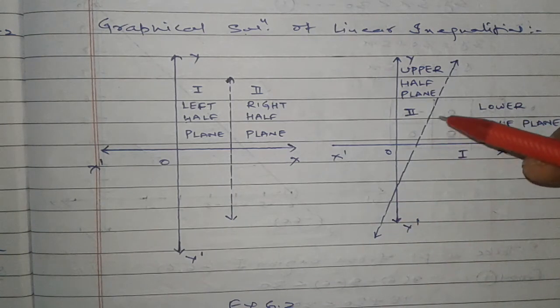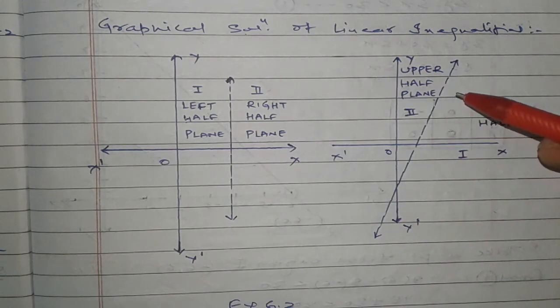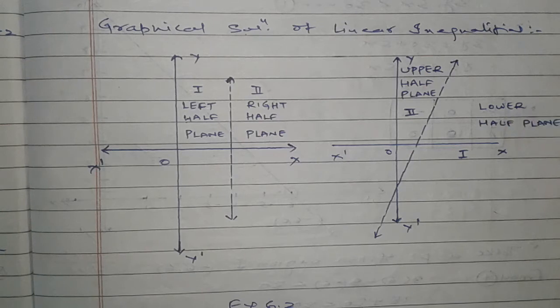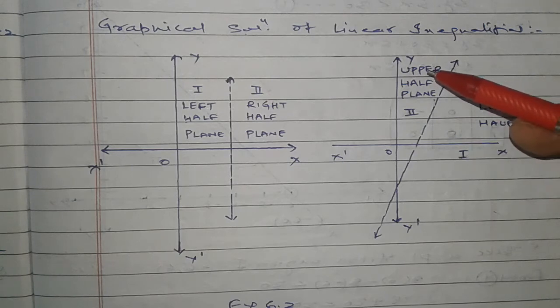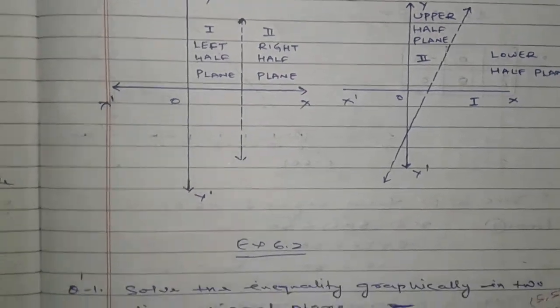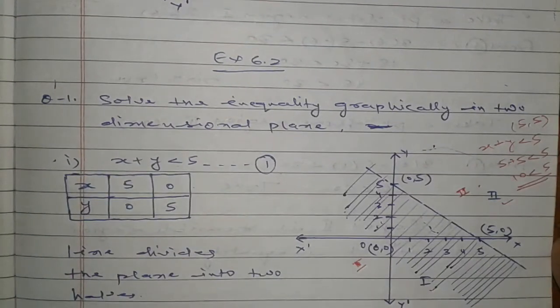Similarly, this is the second line which divides the plane into two parts. One is upper half, second is lower half, and you may calculate the feasible region where the inequalities' answers can come. So basically the line divides the paper plane into two halves. One is the solution area and one is the non-feasible area where the inequality does not hold. Let me explain by taking the example exercise 6.2.